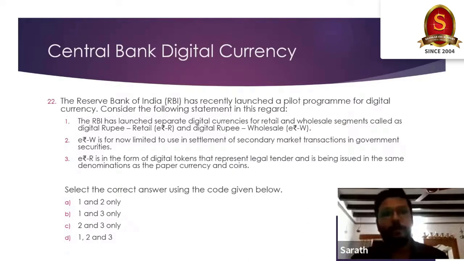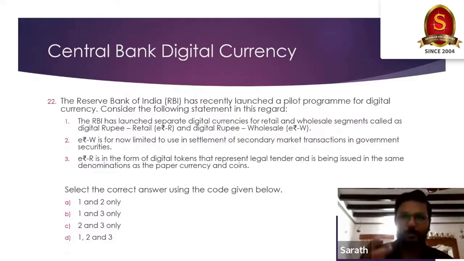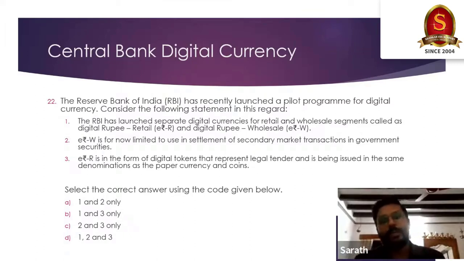So all your conventional questions about CBDC you would have already seen, with respect to the fact that RBI launched a pilot program and all those basic things. It is a crypto kind of technology. This is a little deeper into the concept. So RBI has launched separate digital currency for the retail and wholesale segments. This itself is not very common knowledge, right?